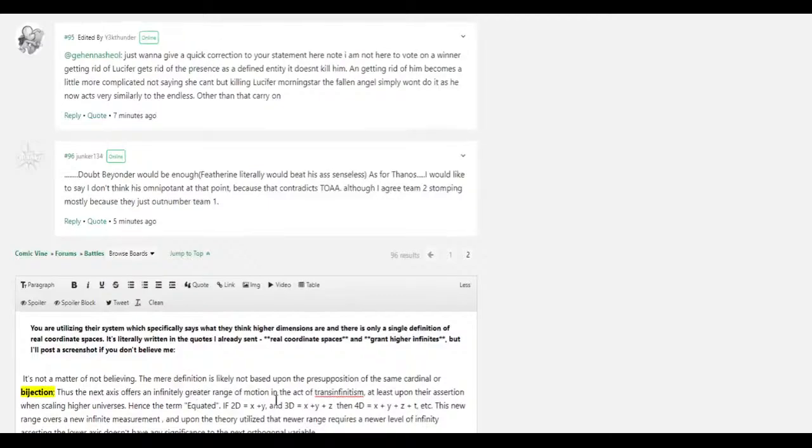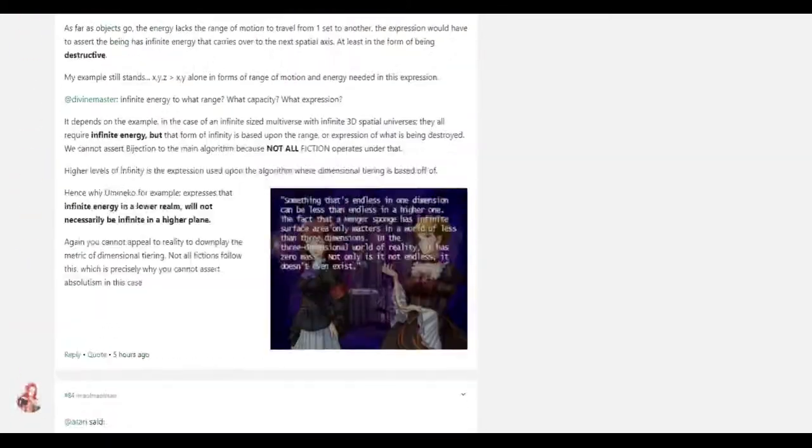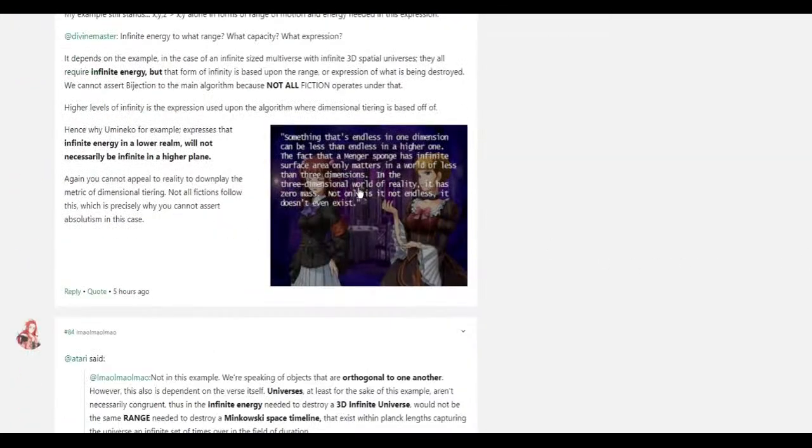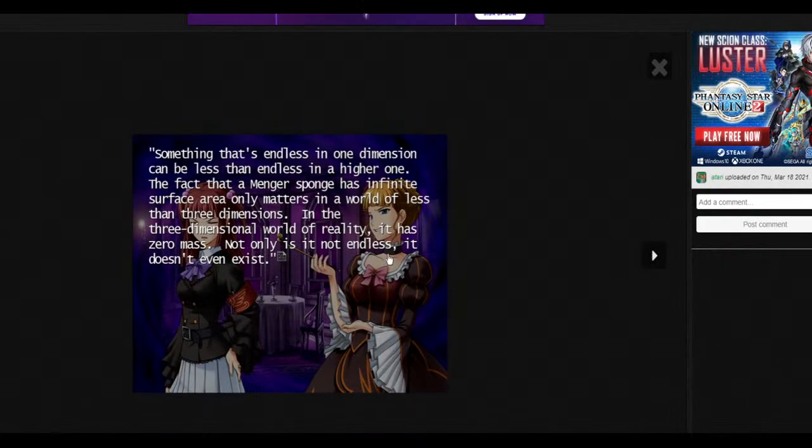To answer your question, it's like this. I'm going to scroll up and we're going to talk a little bit about this, because I gave an example here, and this individual clearly doesn't know what I'm talking about. Something that's endless in one dimension can in fact be endless in a higher one. This is Yumi Neko. The Menger sponge has infinite surface area, but that only matters in a world of less than 3 dimensions, so a 2D world. In the 3-dimensional world of realities, it has 0 mass. Not only is it not endless, it doesn't even exist.